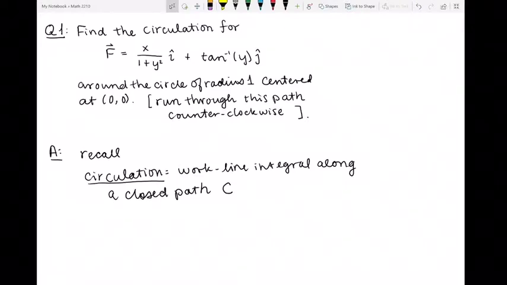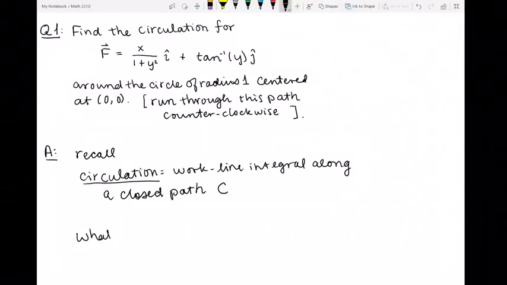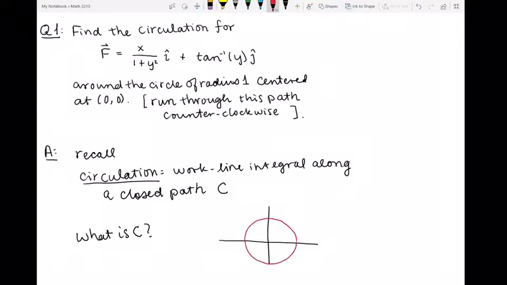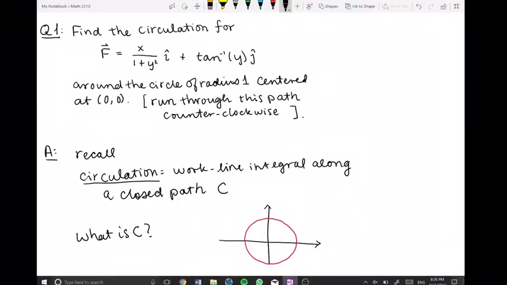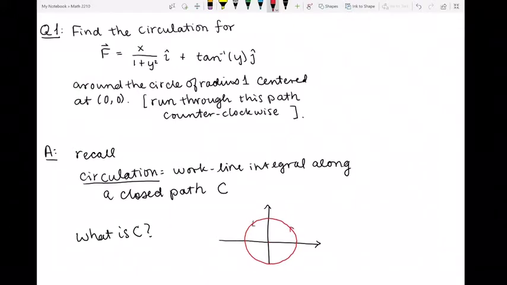All right, so in our case, what is C? Well, they tell us that we're going to go around a circle of radius 1 centered at the point 0, 0. So let's just draw a picture of what this is going to look like here. What is C? Well, it's this, I'll use another color here. We're going in a circle of radius 1 around the origin. And they said that we're moving in a counterclockwise direction, right? So we found the path that we're going over.